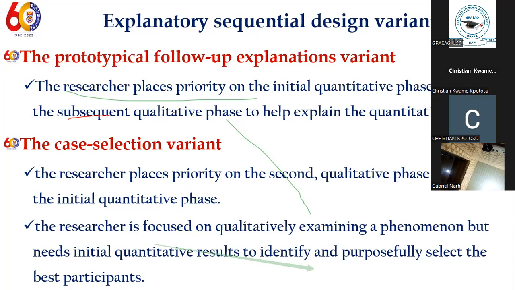Sometimes you read research articles and you see that the whole work is about just one individual or two individuals. Meanwhile, when you go to the population, they have stated a very large population there. By the end of the day, their reports are about only one or two individuals. This is the case selection variant of the explanatory sequential design. Even though they collect quantitative data first, the main focus is on how to select an individual so that more in-depth research can be carried out on that individual.